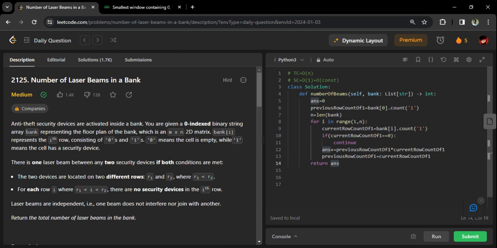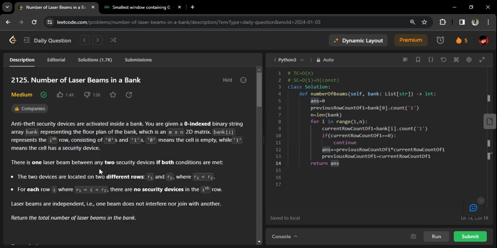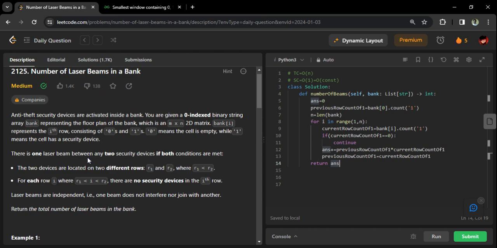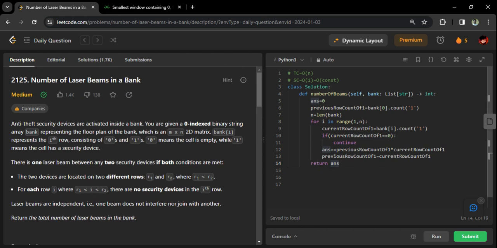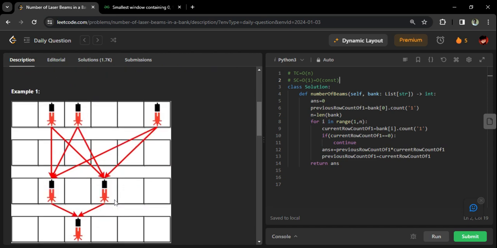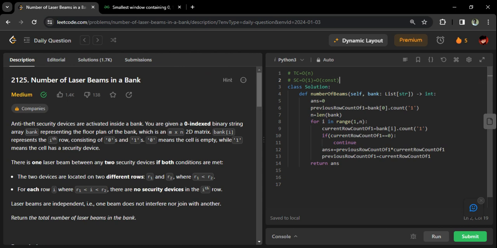See, what normally people will do is that after they see this, even if you try to see the hints, what you will do is create an array and store the number of devices in each row. But remember, that is not needed basically. If you do that, the space complexity will become O of n, but that is not needed in this case. We just need the number of devices in the very previous row to count the number of beams towards the current row. As simple as that. So that's why I've coded it in this way.